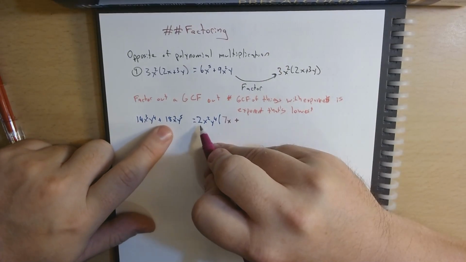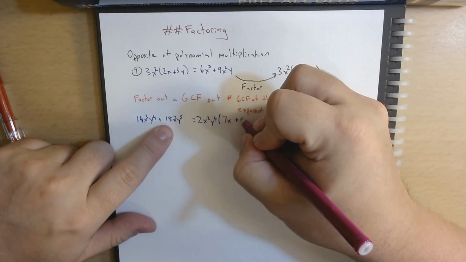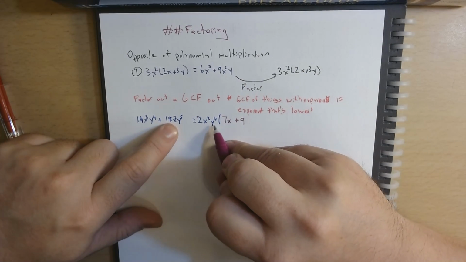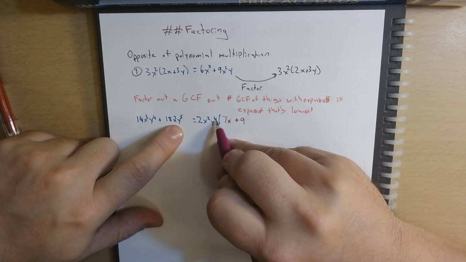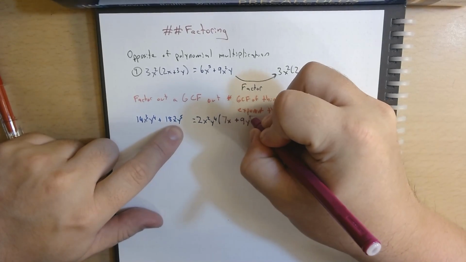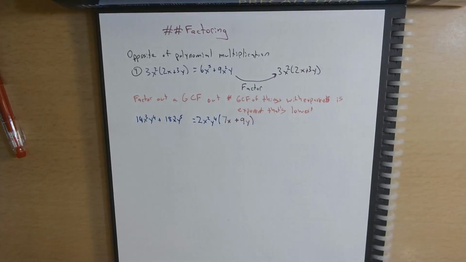2 times what is 18? That's 9. X squared and x squared are the same, so don't do anything. Y to the fourth, y to the fifth: there's 4 here, 5 there, so we need 1 more. And you factored out a GCF.